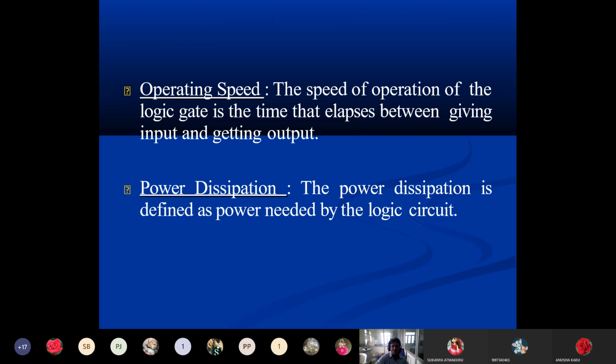So next characteristic, operating speed. The speed of operation of the logic gate is the time that elapses between giving input and getting output.